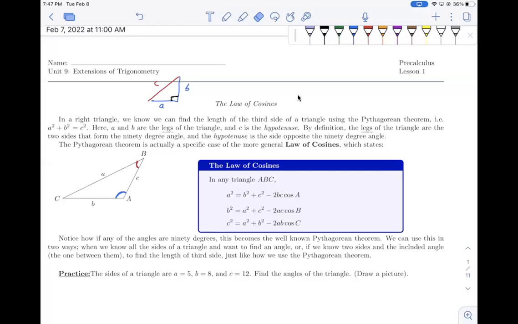So we are in unit 9 now. We're talking about some extensions or just applications of trigonometry. And the first one we're going to look at over here is what's called the law of cosines.